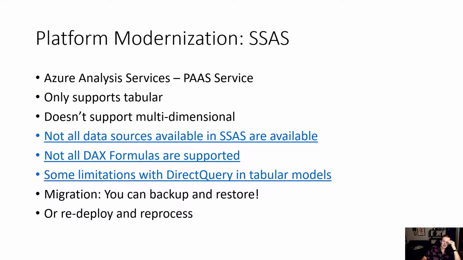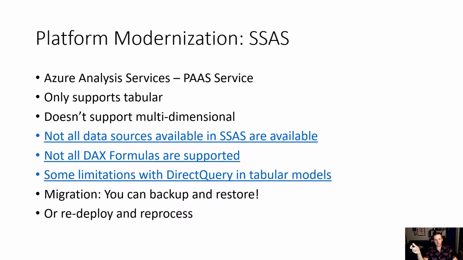Now, another thing to consider is platform modernization. You probably have a lot of old components that have been sitting out there that your company has been using for 10 or 15 years that probably need to get modernized and ideally moved over to a PaaS offering and not an IaaS offering. Now, one of those things could be SQL Server Analysis Services, or SSAS. SQL Server Analysis Services has a PaaS offering equivalent in Azure called Azure Analysis Services. It only supports a tabular model. It does not support multidimensional.